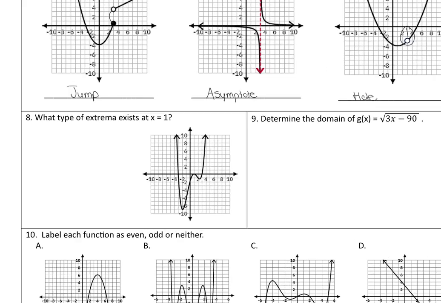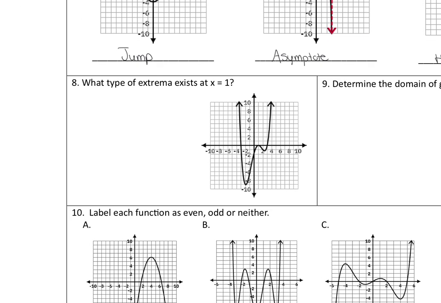Number 8, we should definitely be able to do. You could even pause the video and try by yourself, but it says what type of extrema? Extrema means max or min, and then you have to include relative or absolute. So I'm going to go to x equals 1, which is right here, and find that dot. And that dot, that top of the hill, is a max. But since both ends of the graph are still going up, it's just a relative max.